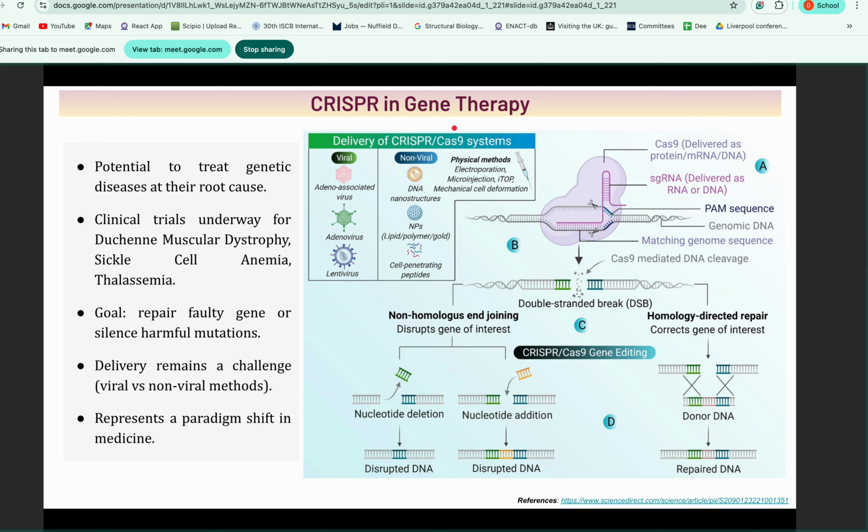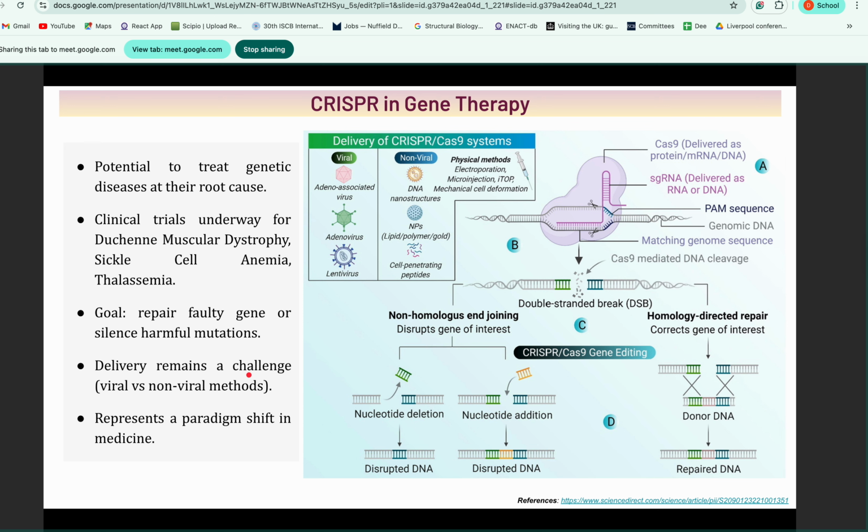Now we will talk about CRISPR in gene therapy. It has the potential to treat genetic disease at the root cause. Clinical trials are also underway for Duchenne muscular dystrophy, sickle cell anemia, and thalassemia. So these are three major diseases for which clinical trials are underway using the CRISPR technique. Their goal is to repair the faulty genes or silence the harmful mutations.